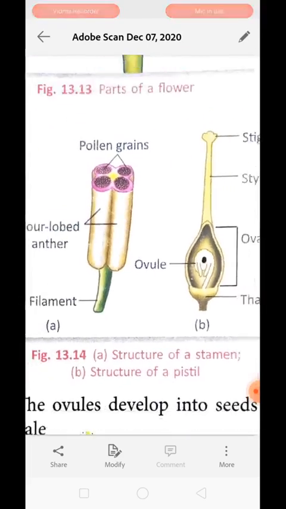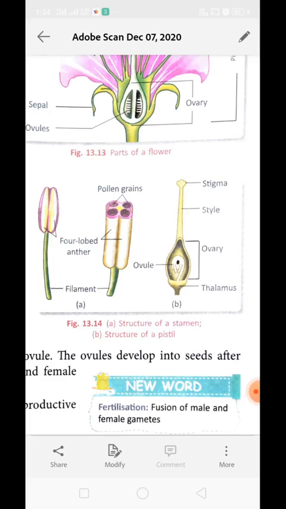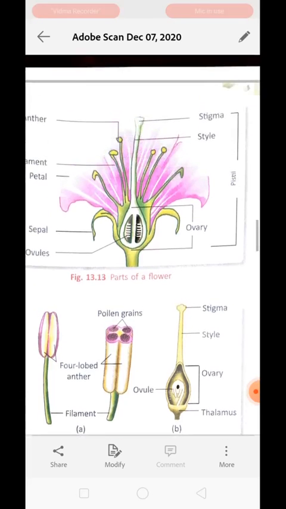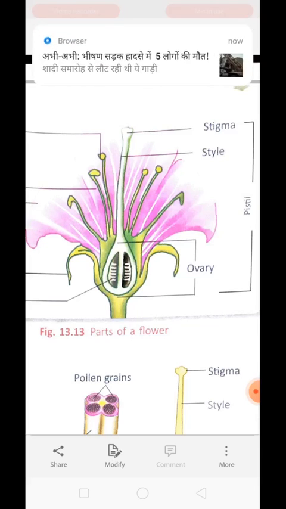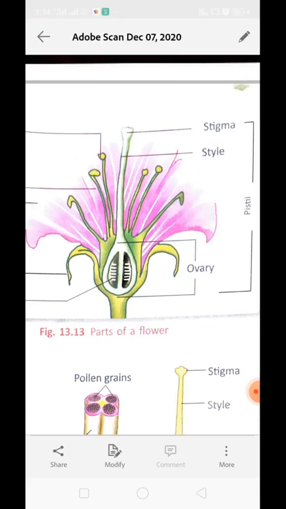Once both stamen and pistil are present in a single flower, that type of flower is termed a bisexual flower, because both male and female gametes are present over here. So this type of flower is known as a bisexual flower.